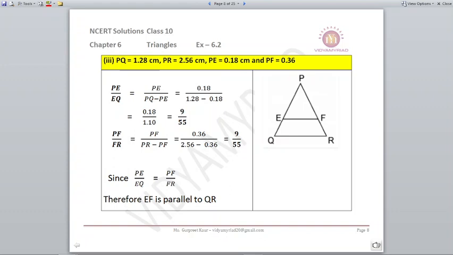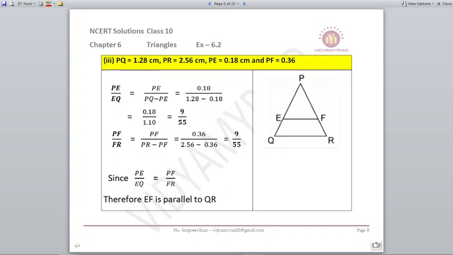Third part. PQ is equal to 1.28 centimeters and PR is given as 2.56 centimeters. That means the total lengths of the sides of the triangle are given to us. PE and PF are also given, but we don't know EQ and FR. We can find them by subtracting, because the total length is already with us. For EQ, we do PQ minus PE, total length minus PE. Similarly, on the other side, to find FR, you will do PR minus PF.